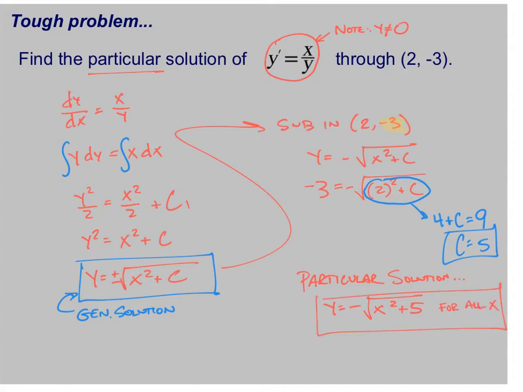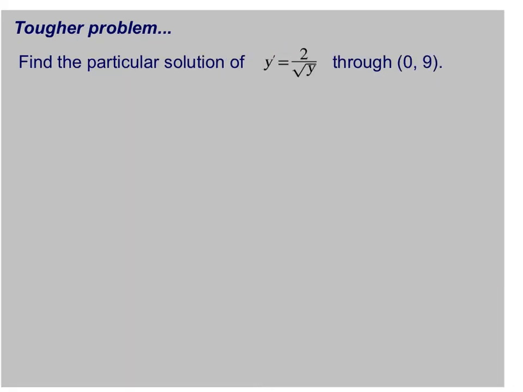Okay, folks, let's go ahead and take a look at another warm-up. Folks, this one is even tougher than the previous problem. It says find the particular solution of y prime equals 2 divided by the square root of y through the point 0 comma 9. If this one looks familiar to you, then you've been paying attention because this was question number 6 from the differential equation discovery that I had you do previous to this lesson. So let's go ahead and work through the complete particular solution of this differential equation.